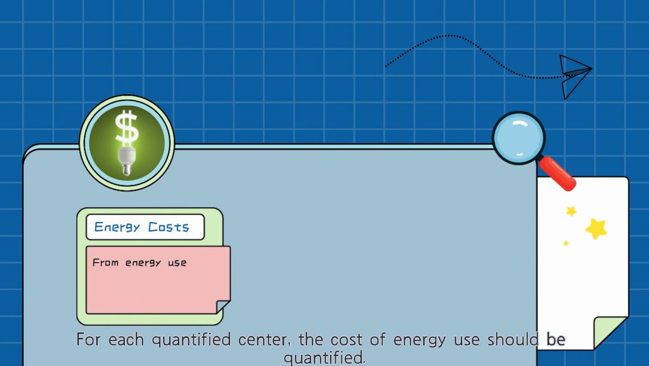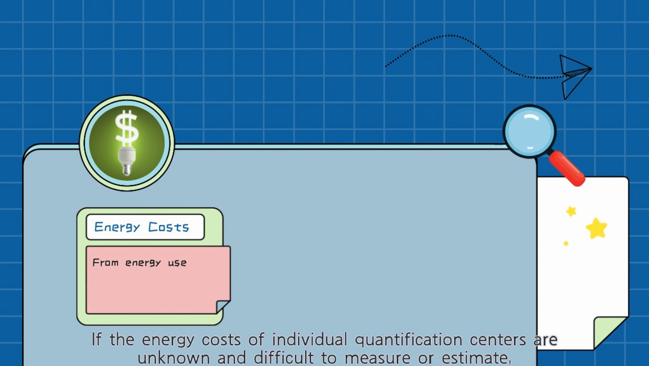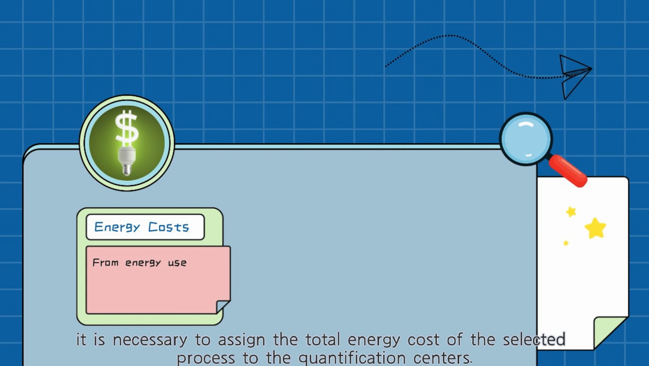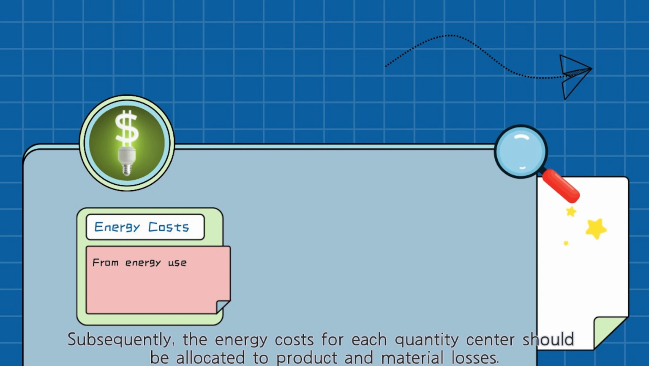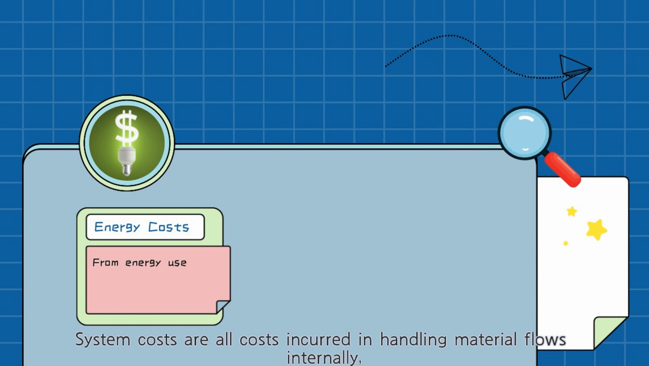Energy cost comes from all energy used in the production process. For each quantity center, the cost of energy used should be quantified. If the energy costs of individual quantity centers are unknown and difficult to measure or estimate, it is necessary to assign the total energy cost of the selected process to the quantity centers. Subsequently, the energy costs for each quantity center should be allocated to product and material losses.